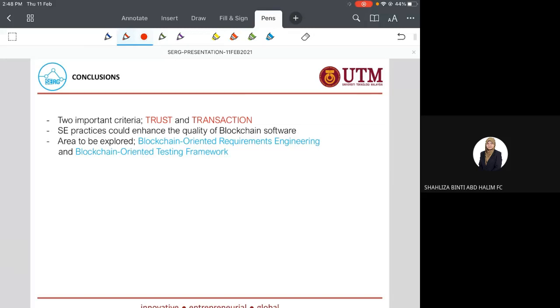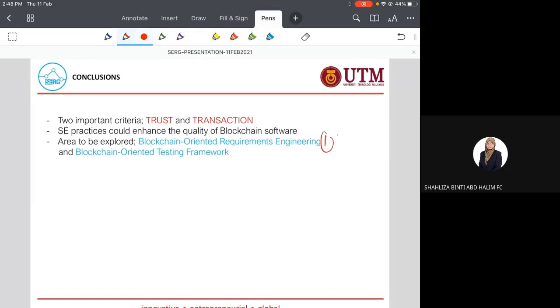I found that there are two areas actually interesting to be explored. The first one is blockchain oriented requirements engineering, especially for the requirements traceability. Maybe each requirement traceability starting from requirement, design, implementation. We want to develop the smart contract on that, to preserve the traceability.